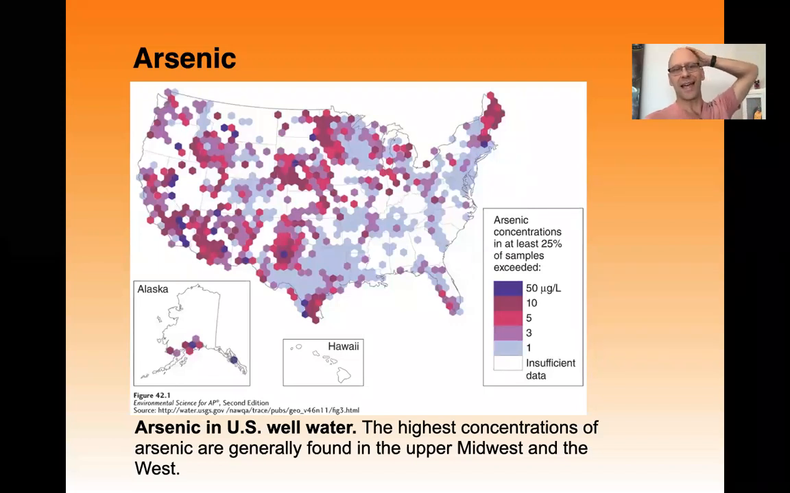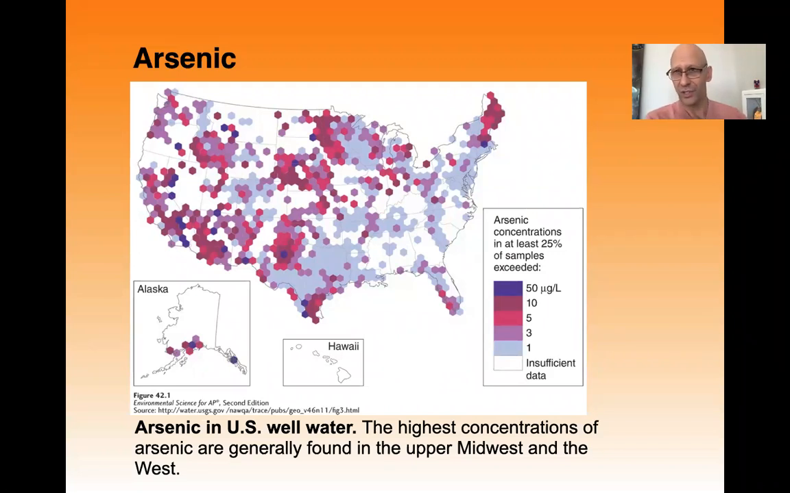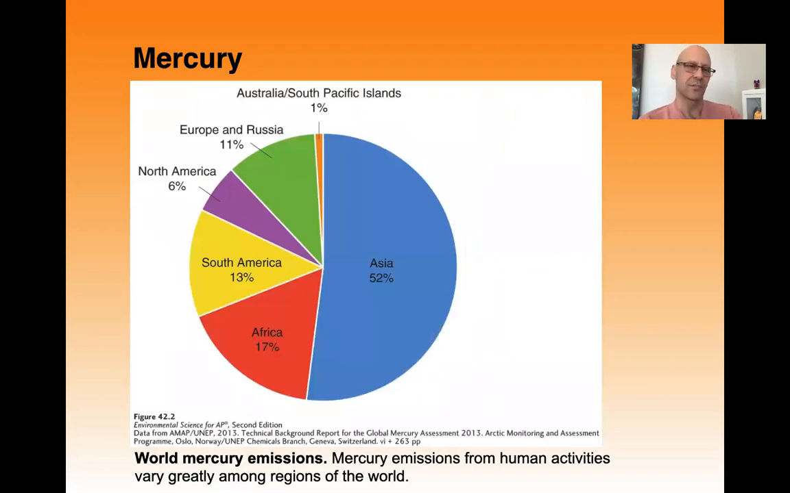And arsenic is naturally occurring. Some of these pollutants are just naturally occurring. And sometimes there are heavy metals that are naturally found in bedrock, and rainfall leaches those metals into our drinking water. Arsenic is a big one, and especially in the Midwest. Mercury is another big one.